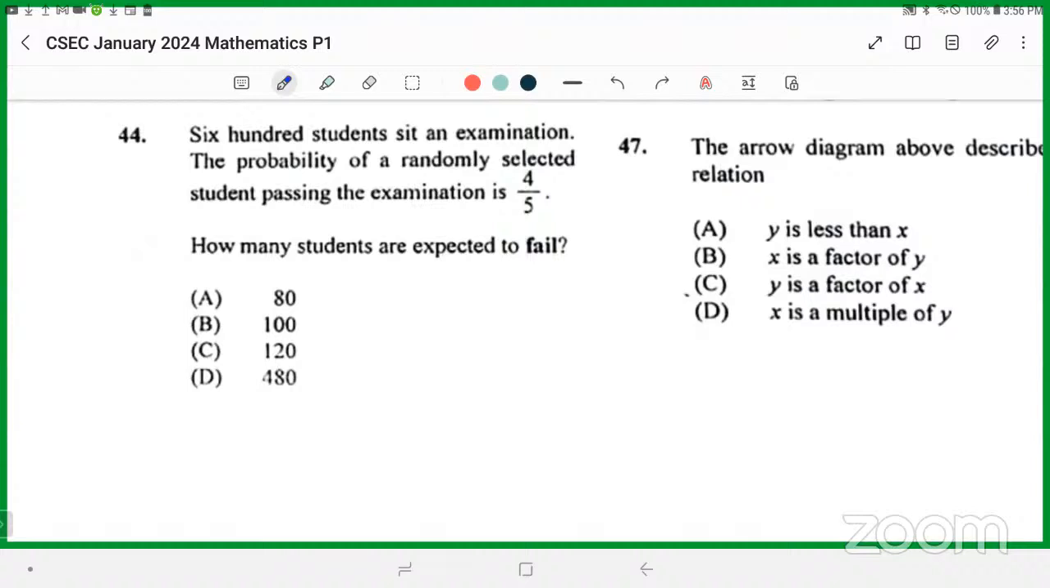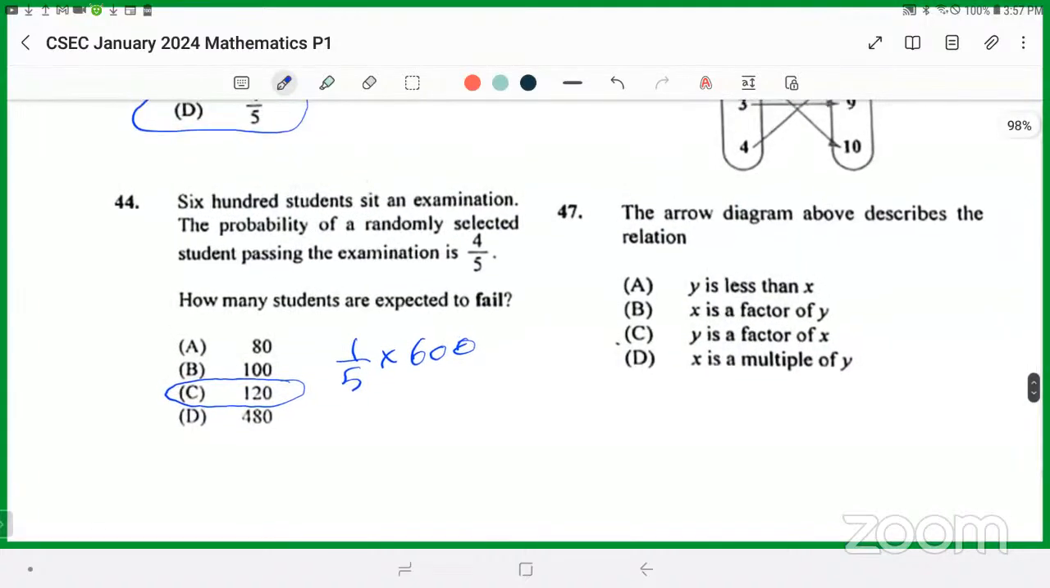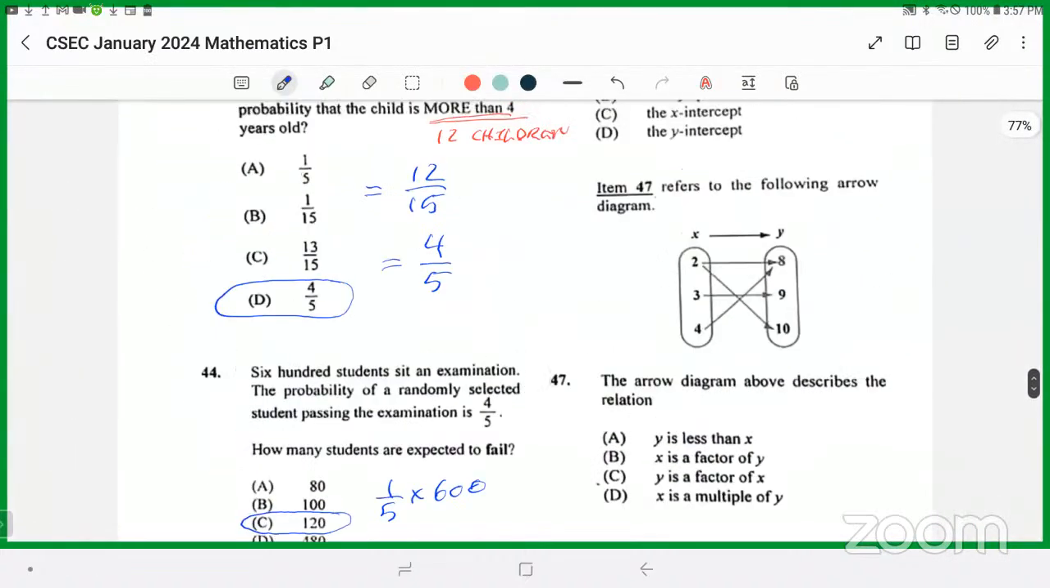How many students failed? 1/5 of the total failed. So 1/5 times 600. That's 120. 5 into 60 goes 12 times, so 120 failed right here. 4/5 passed, 1/5 failed. That's it. Next question.